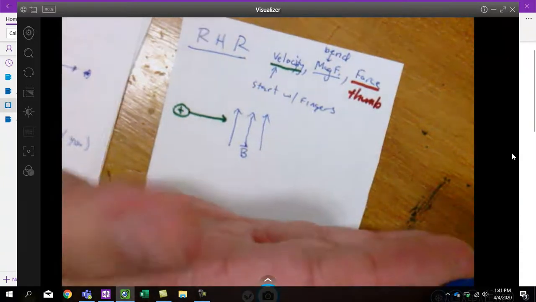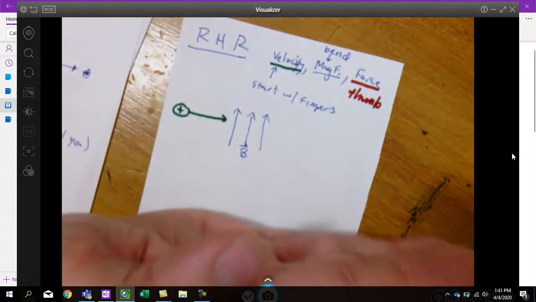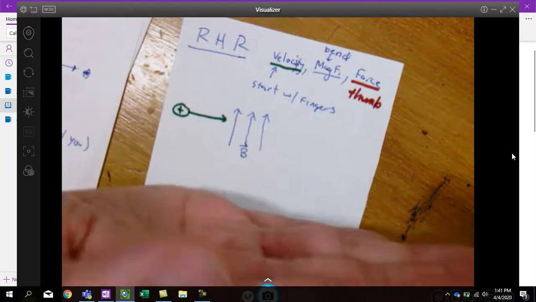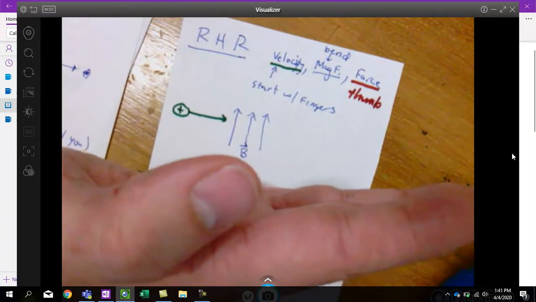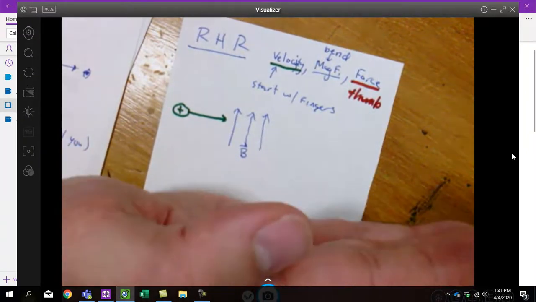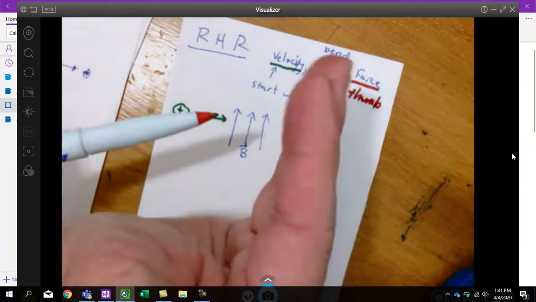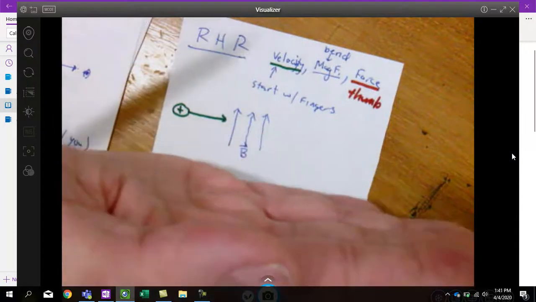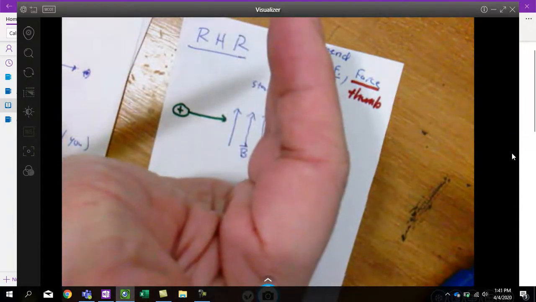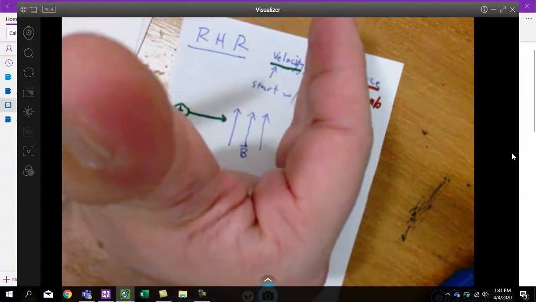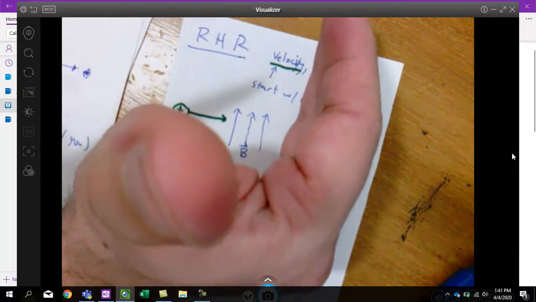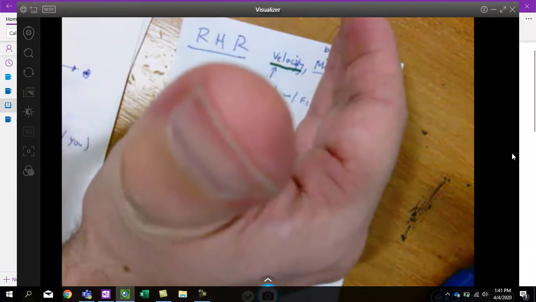So we're going to start with our fingers in the direction of the velocity. See, my fingers are following the velocity. But I am going to curl or bend my fingers to match my magnetic field here in blue, which is up the page. You see I started to the right, I bend them to come up the page. My thumb is pointing right at you, jumping right out at you.